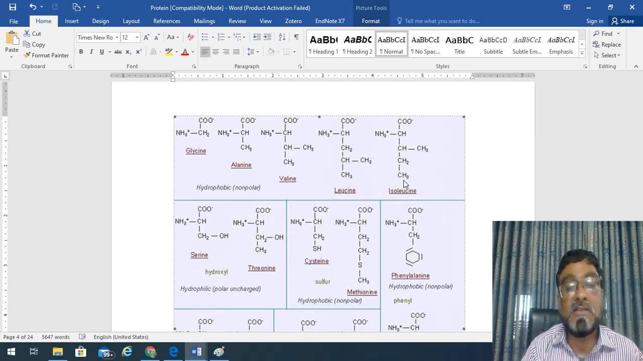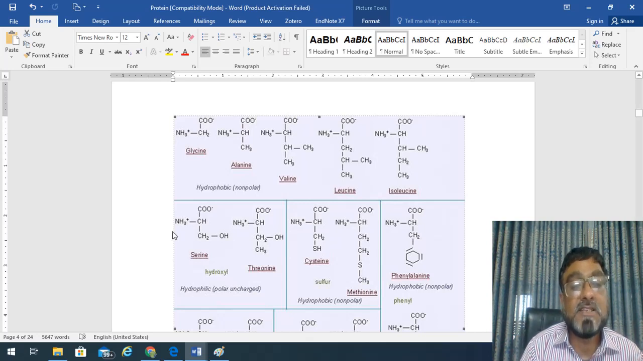Then there are some hydrophilic and polar uncharged amino acids, polar but uncharged. And this polarity is originating from the hydroxyl group, this side, hydroxyl group. So there are two amino acids that contain the hydroxyl group. One is the serine and the other is the threonine. These two amino acids contain the hydroxyl group.